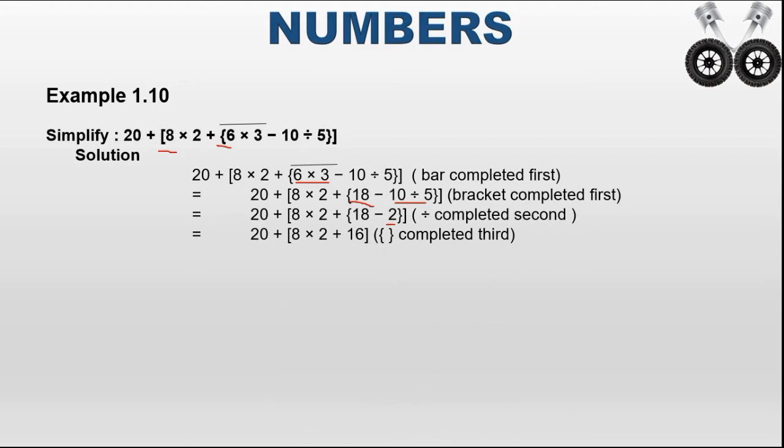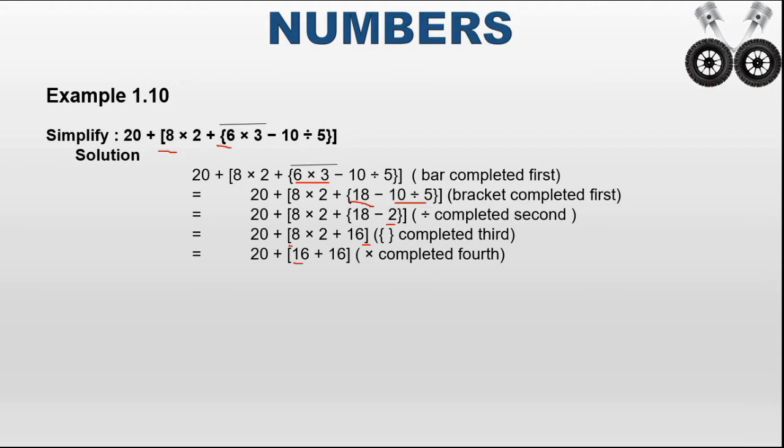What is the remaining bracket here? That is the square bracket. Which should be executed inside the square bracket? There are two operators, one multiplication and another addition. Which should be executed first? Multiplication should be executed first. So 8 into 2 is 16. Now you have to write the remaining factor: 20 plus 16 plus 16.